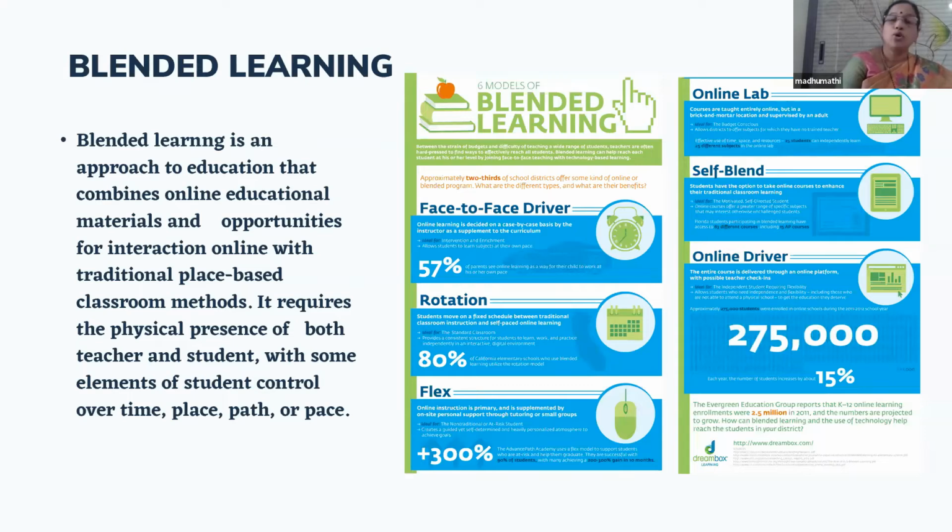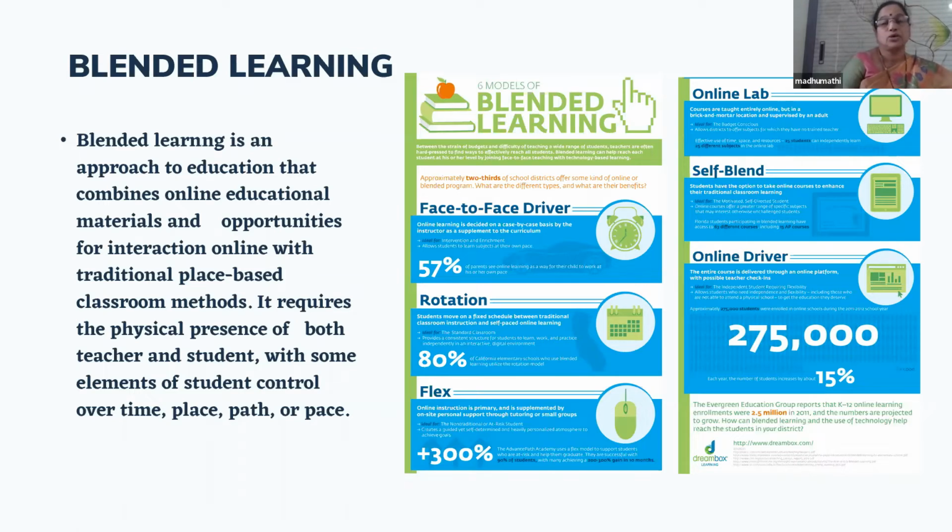The first model is the face to face driver model. Here it is used for diverse classrooms. Say, for example, in a heterogeneous classroom, there are 10% of students who are excellent. For such students, the teacher can go for this blended learning wherein the inputs given are of much higher level, which they can understand. And if there are slow learners in that heterogeneous classroom, the teacher can sit with the slow learners.